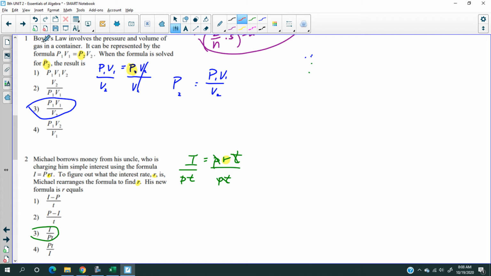It's not a good explanation, but Boyle's law. What's Boyle's law? It's a chemistry topic. You guys will see that in 10th grade.